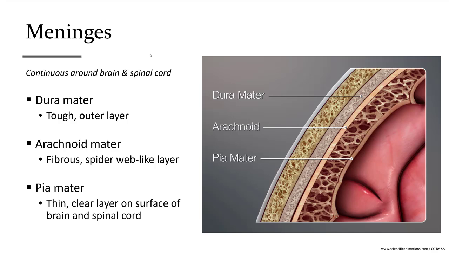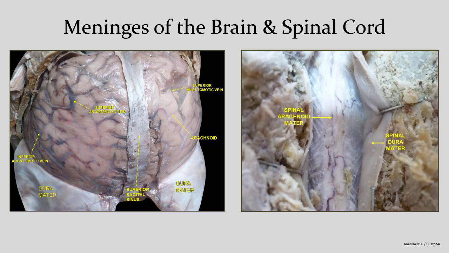The arachnoid mater is named for its structure that resembles spider webs. This is more fibrous, and the spaces within the scaffolding is where cerebrospinal fluid will flow. The last layer is just a slimy layer on the surface of the brain and spinal cord to protect it from direct contact with the surrounding fluid.